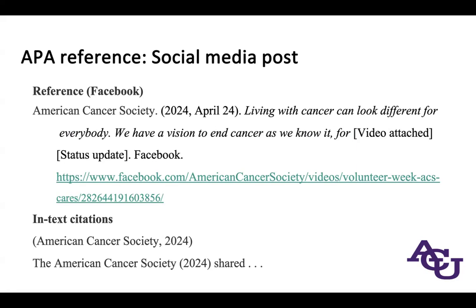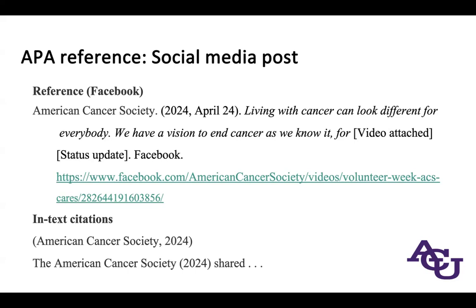This is an example of how to do a Facebook post. First, we put the name of the Facebook page. Then we put the specific date information for the post. Next, we put the first 20 words of the post to act as the title. Because a video was attached to this post, I put the words video attached in square brackets. Then, since it was a status update, I put status update in square brackets to tell what type of post it was. Next, I put the name of the social media website, Facebook. And last, I put the URL where I found the post.